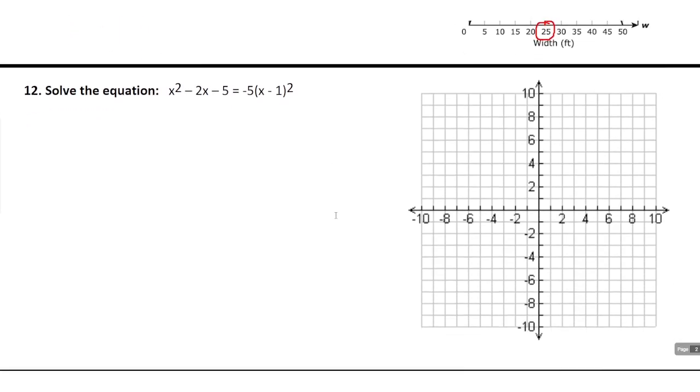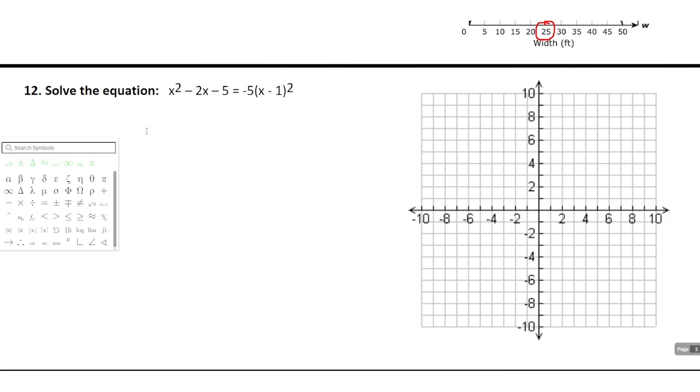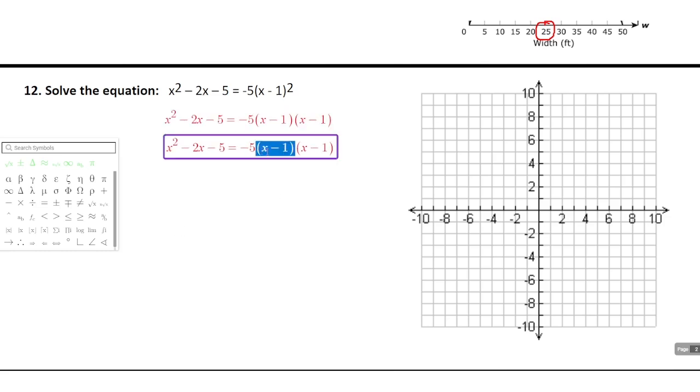Number 12, we're going to solve this, and it looks like we want to solve this by using the graph. So let's go ahead and simplify this. We got x squared minus 2x minus 5, and hey, there's actually a decent amount of space to work here, so that's nice. So here we've got x minus 1 squared, and I'll just try to break this down. X minus 1 times x minus 1. When we FOIL that together, we're going to get x squared minus 2x plus 1.